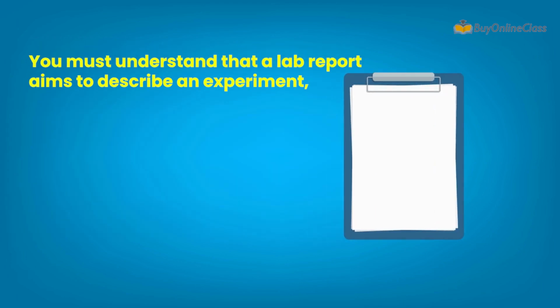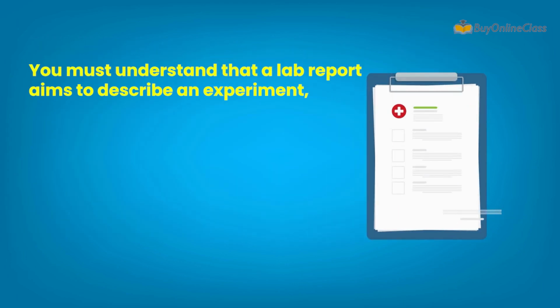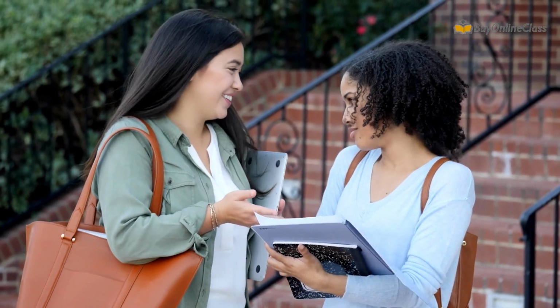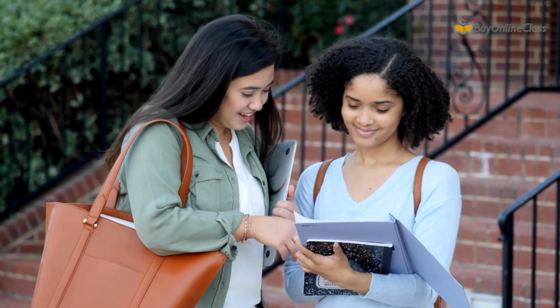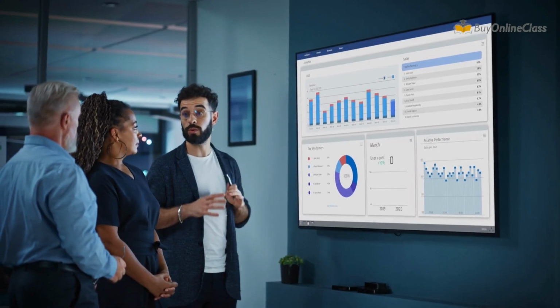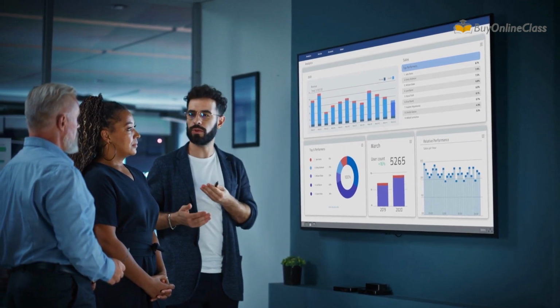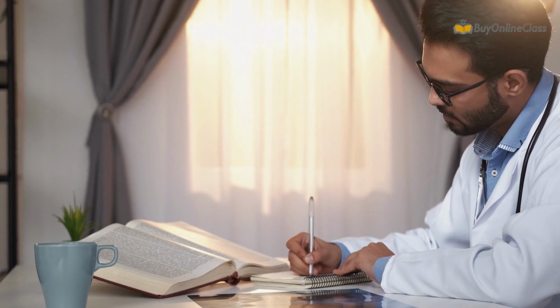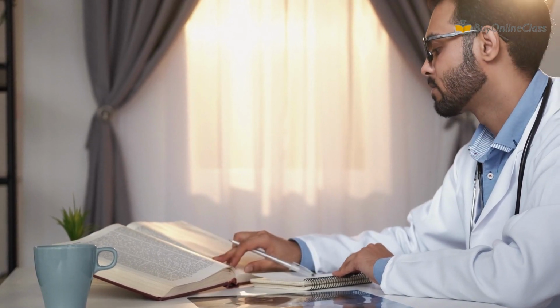You must understand that a lab report aims to describe an experiment, document your observations, and present your results. So, you must describe the procedures you followed during the experiment using the technical terms to communicate with your teacher, and present your findings using visual aids like tables, graphs, etc. It makes the lab report engaging to the readers, and they can easily get the outcomes.